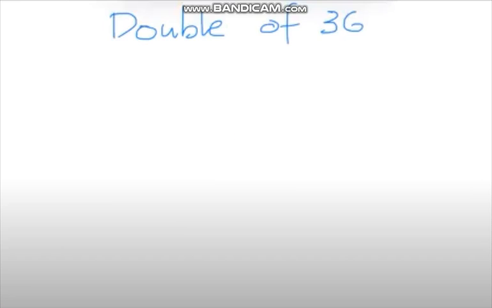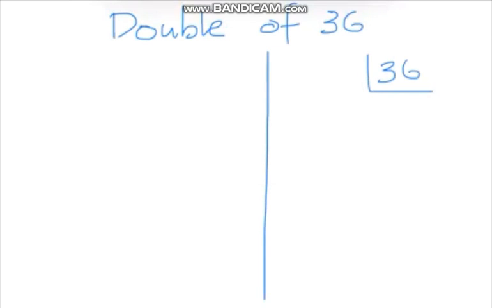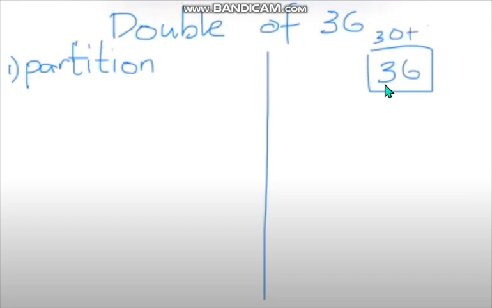First one, let's write here. Let's divide our screen first. So 36 on the right side, because we are going to be writing our steps here. And first one, we need to partition the number that we are going to double. Wrong spelling, sorry. So what is the number that we are going to double? That would be 36. So 36 is 30 plus 6.